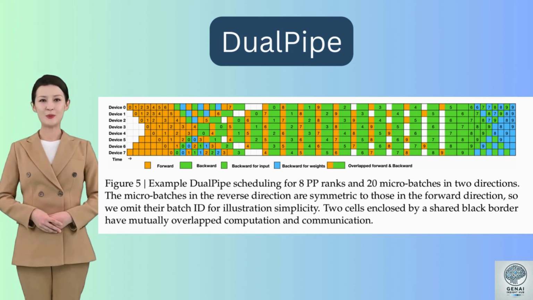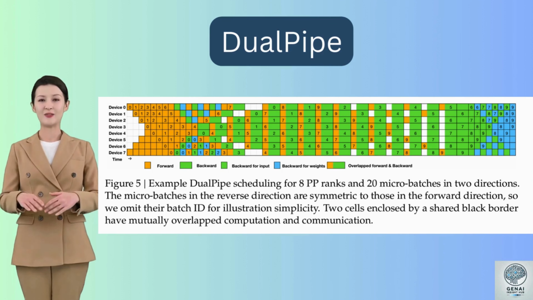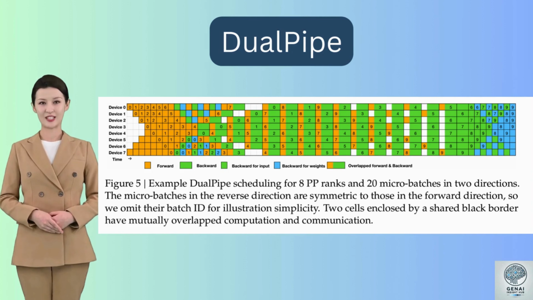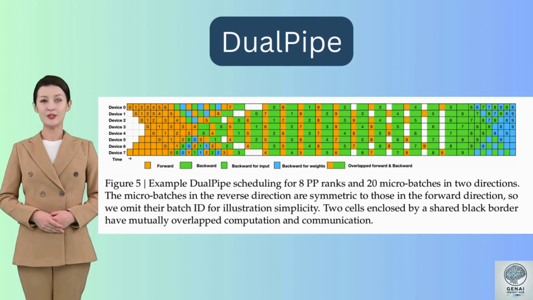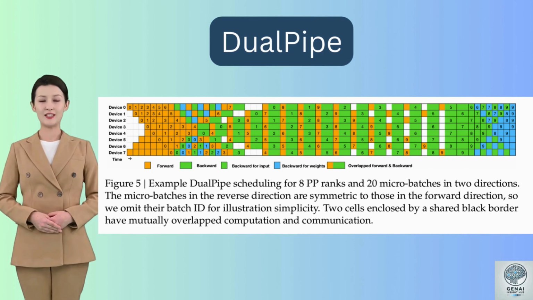DualPipe. DualPipe is a novel pipeline parallelism algorithm designed for efficiency in large-scale MoE training. It overlaps forward and backward computations with communication phases, effectively addressing cross-node communication overhead. Using bidirectional scheduling, DualPipe reduces pipeline bubbles and sustains high throughput, even with large model scales. This approach also optimizes GPU utilization by dynamically allocating computational and communication resources.